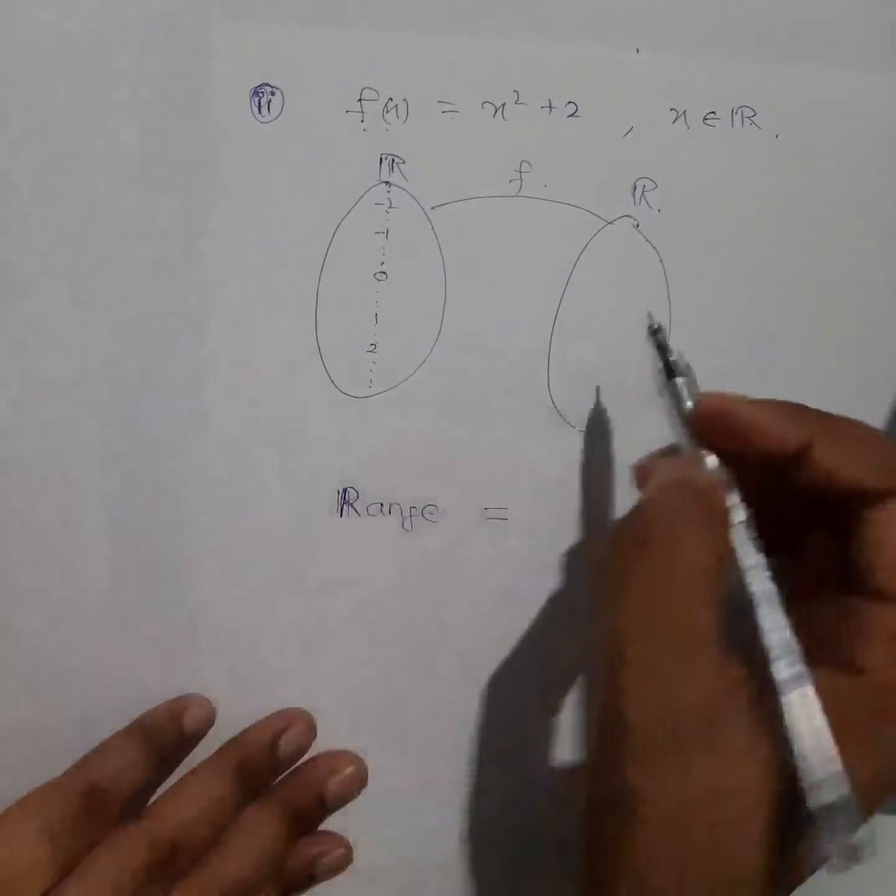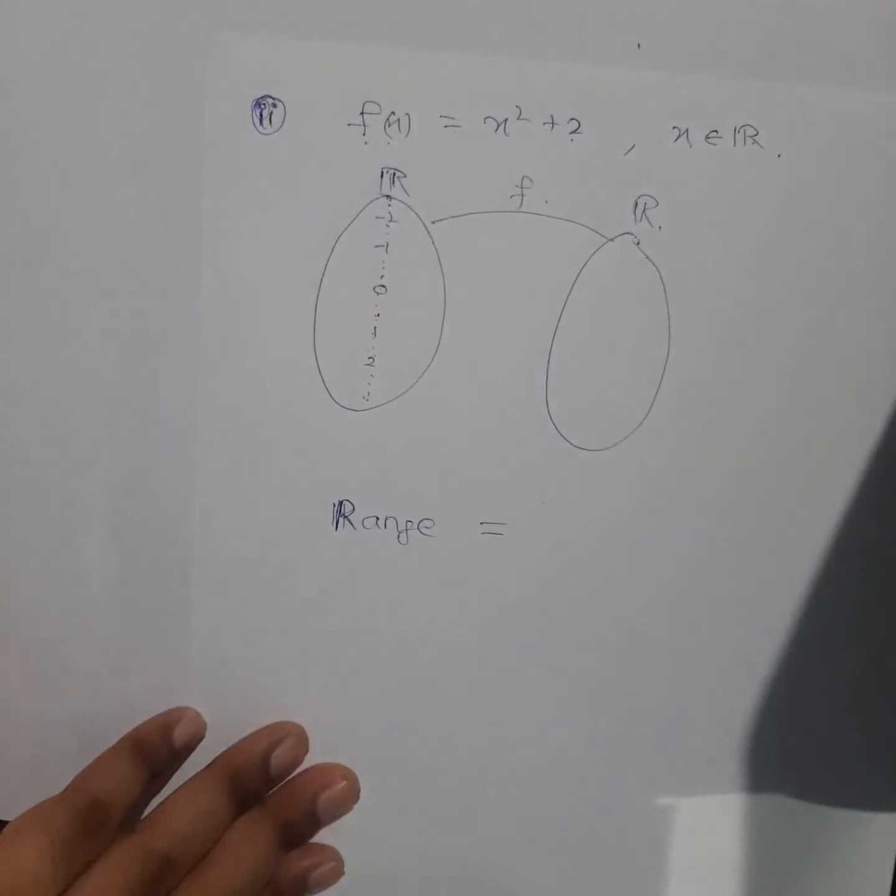So what will be the range here? Again, you have to make an idea here, right? Because all the elements one by one, you cannot find out what the image will be here. So here also you have to make an idea what kind of image you will get. So see how I'll find out.